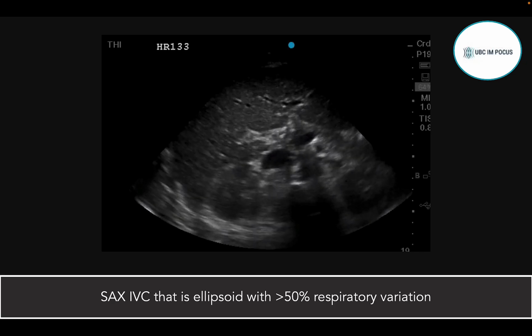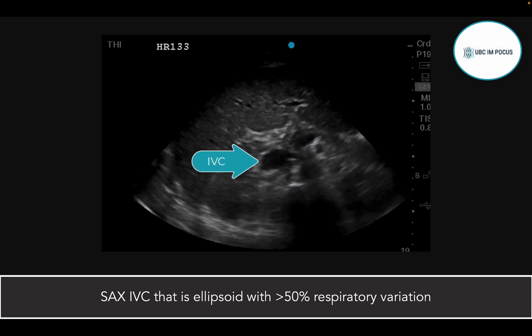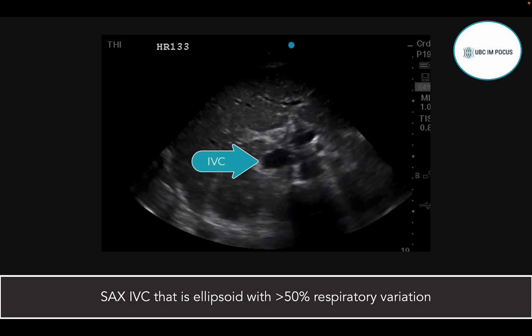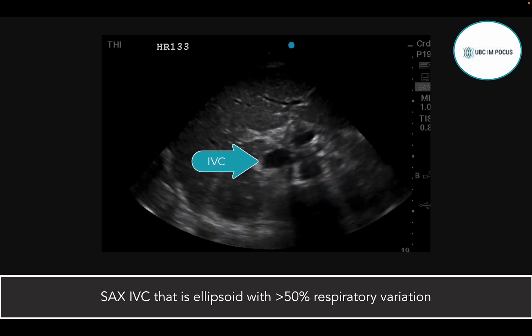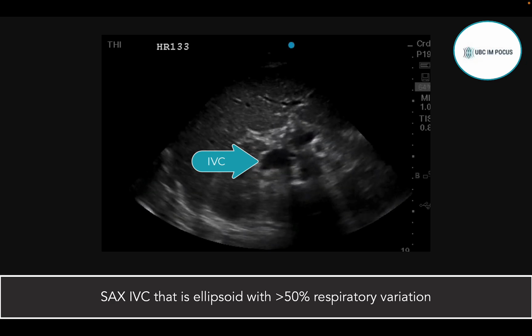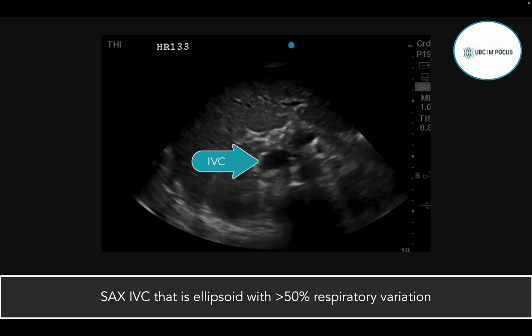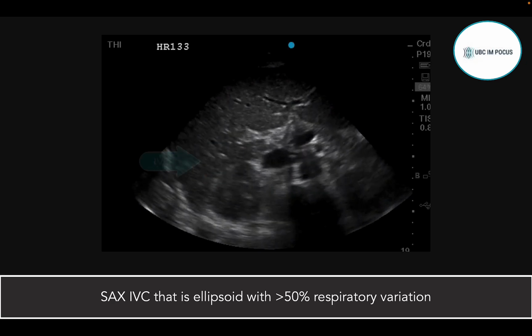Here's another short axis IVC lying right there within the liver. And again, quite elliptoid, and you can also see some respiratory variation in this view. So typically we look for IVC collapsibility in a long axis view, but we can also get a sense of it in short axis as well, as we do here.